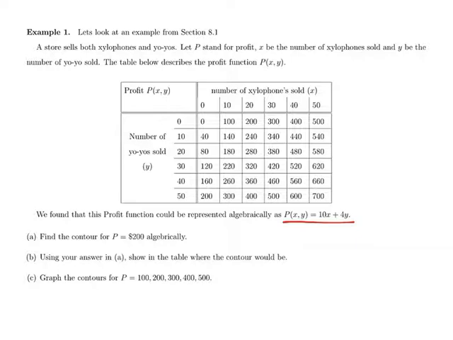First one, we're going to find the contour for P equals 200 algebraically. So what that means is we are going to set exactly P equals 200. So that is going to be 10x plus 4y equals 200. And that is a line. We could leave it like that.